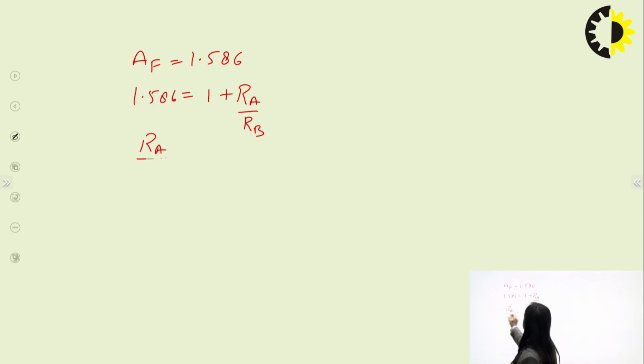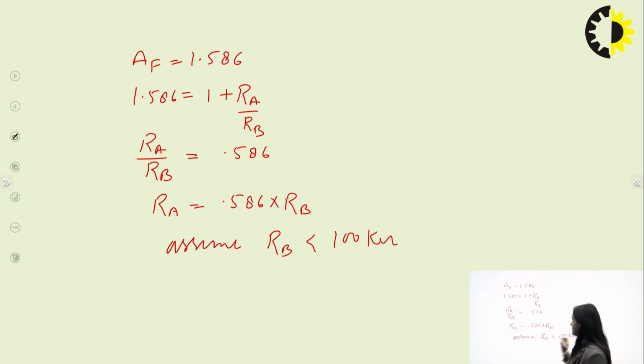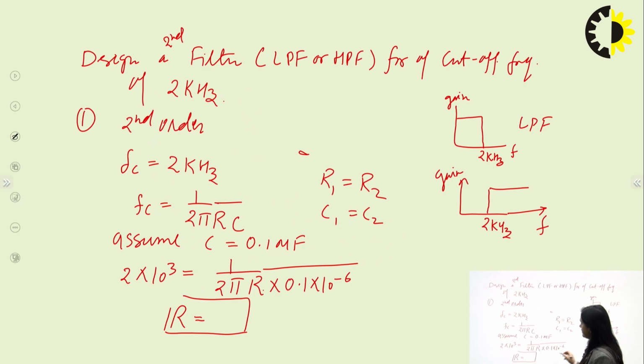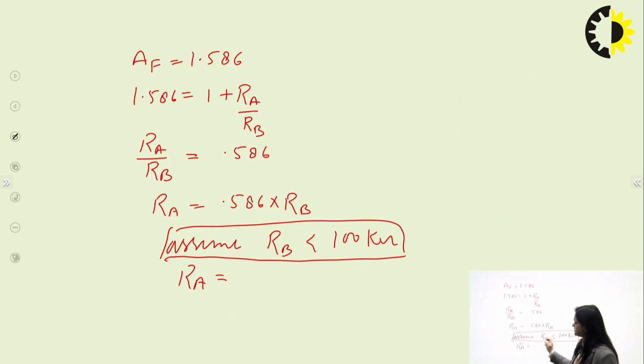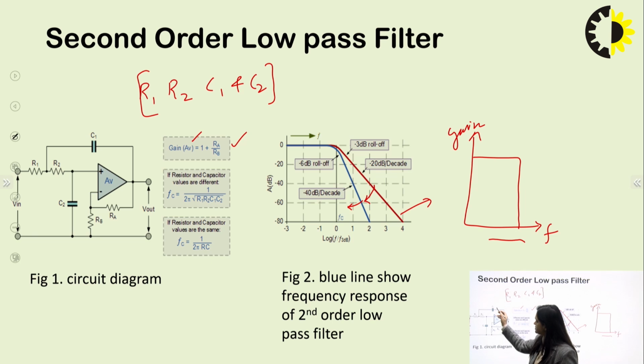So RA upon RB is equal to 0.586, and this is how RA equals 0.586 into RB. Just assume the value of RB less than 100 kilo ohm, any value under 100 kilo ohm, and easily you can calculate the value of RA. So you have to assume this value, this is important, and this RB is totally different from this R. This R we have calculated for the frequency selective network, and this RB is for the amplifier network. So this is how you can calculate the values of RA and RB, and just put these values RA, RB on this network, R1, R2, C1, C2, RA and RB.